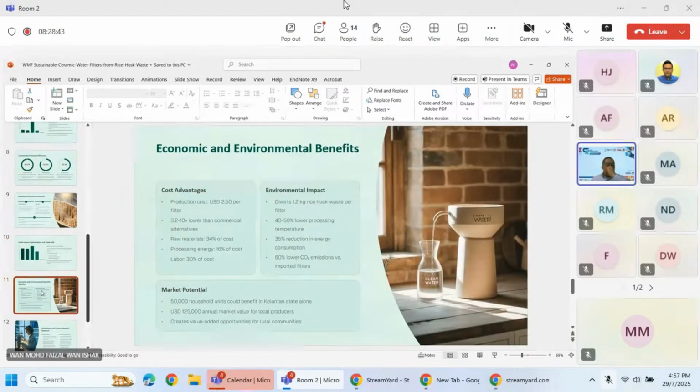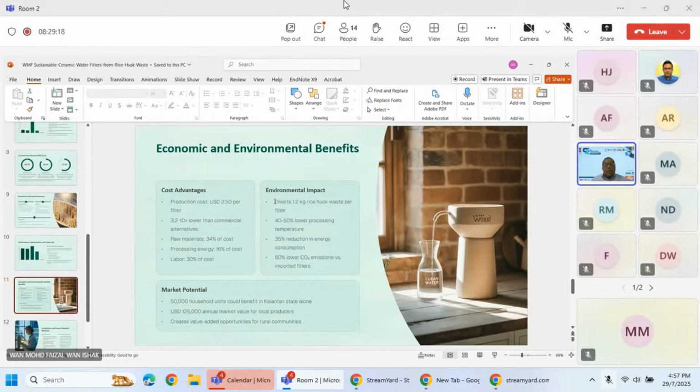So we studied some economic and environmental benefits from our study. In terms of cost advantage, 2.5 USD per liter, 3.2 times 10 to the power of 1 lower than commercial alternatives. Raw material is 34% of overall cost, processing energy 60% of cost, and labor 30% of cost.